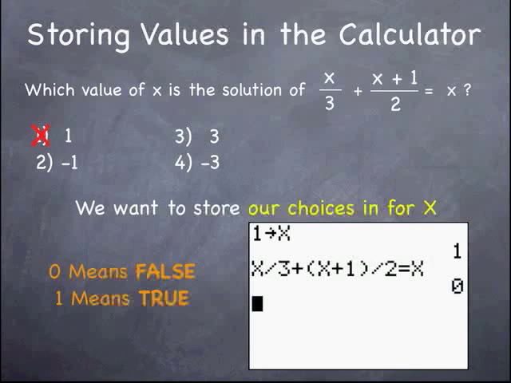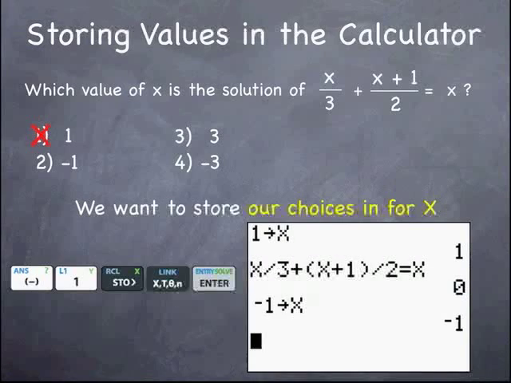So let's go through our remaining 3 choices to figure out which is the answer. We'll check negative 1. Again, we want to store negative 1 in for x. And then what we want to do is, again, we want to type in our equation. Now, it would take us a long time to go back through and to retype x divided by 3 plus x plus 1 divided by 2 equals x. So there is a quicker way in order to get it.